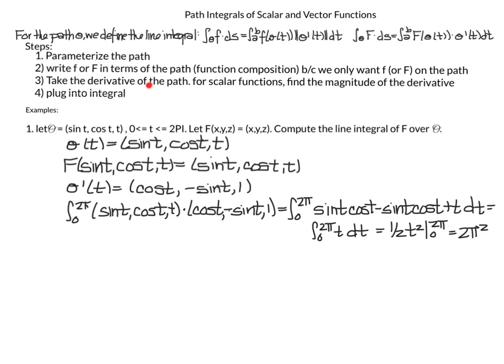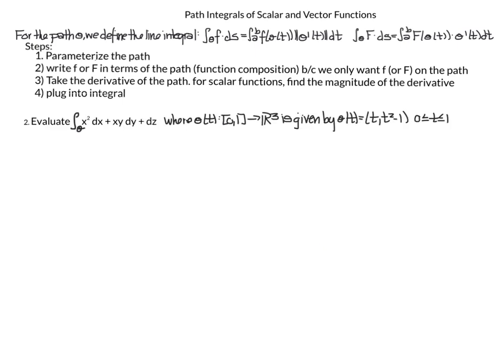And next, I take the derivative of the path. So the derivative of sine is cosine, the derivative of cosine is negative sine t, and the derivative of t is 1. And now I can plug into my integral. So in my formula here, I want my f composed with my sigma, which is right here, sine t, cosine t, and t. And then I want to dot it with the derivative of my path. And again, I should have mentioned that I should always write this as part of my parameterization. T goes from 0 to 2 pi, so those are my limits of integration. And then I take the integral, plug everything in, and 2 pi squared will be my answer.